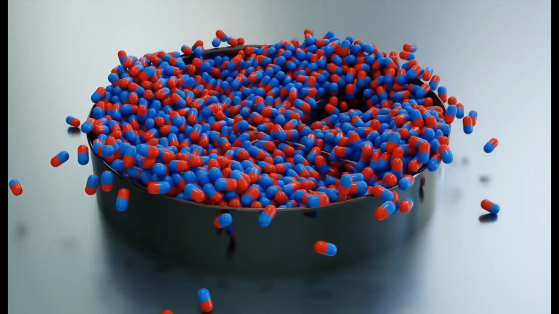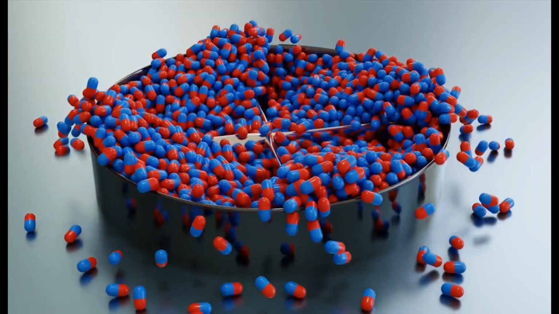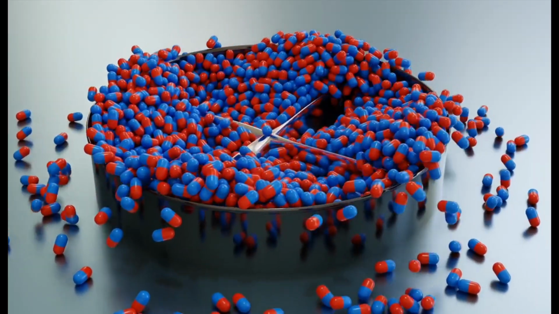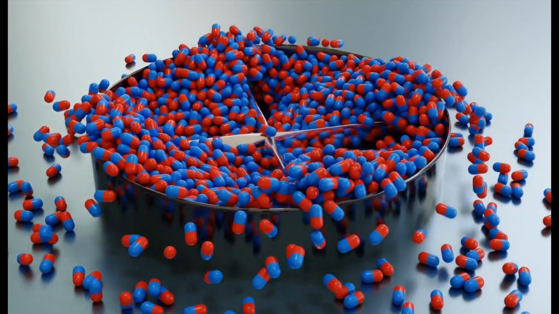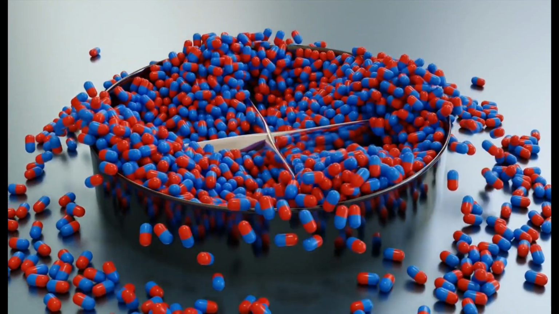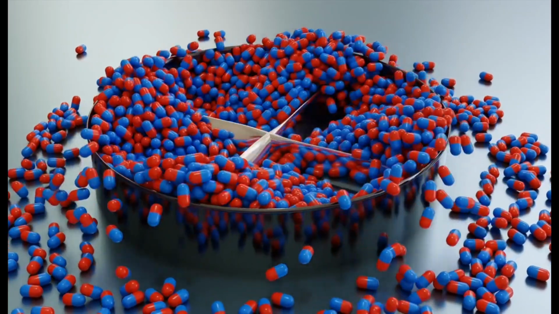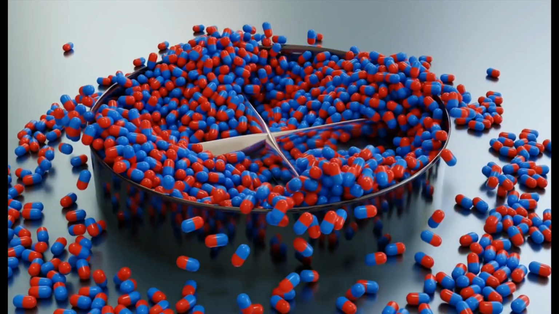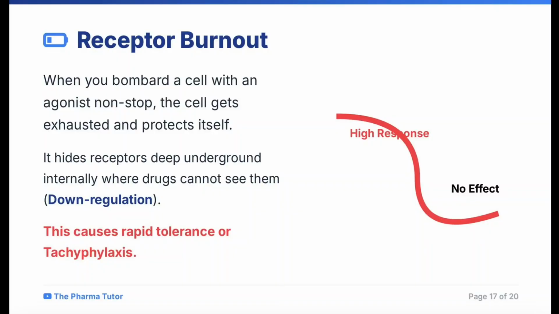Drug selectivity means a drug mainly acts on a specific receptor or tissue. Greater selectivity usually results in fewer side effects. Tolerance develops when repeated use of a drug reduces its effectiveness over time, causing the need for higher doses. Tachyphylaxis is a rapid decrease in response after repeated administration over a short period.